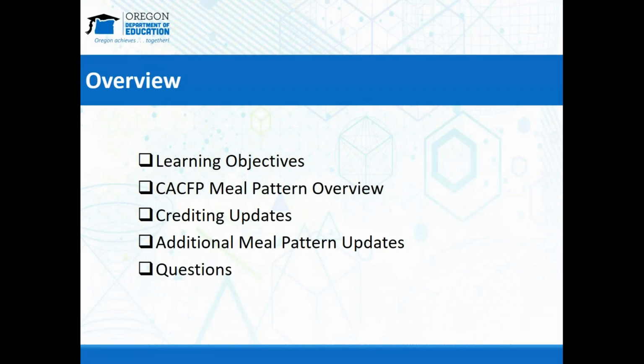So we went over quite a few things today. We went over the learning objectives, in which you learned how new food items are creditable for CACFP. Oh, and you also took a look at the CACFP meal pattern overview. We also looked at crediting updates, and we also looked at additional meal pattern updates as well. Finally, I'm going to open up the questions and chat boxes.